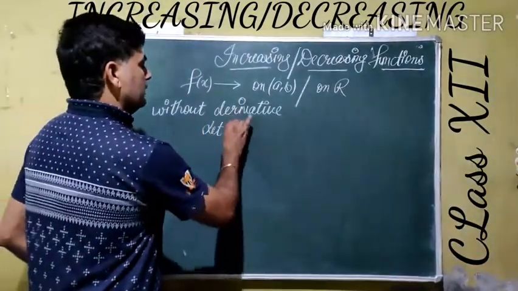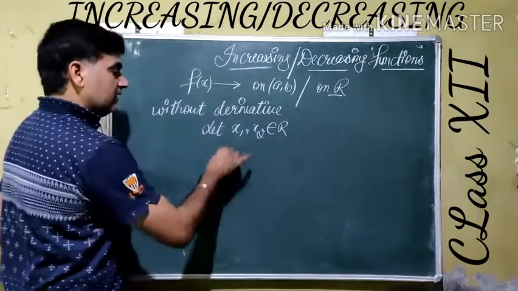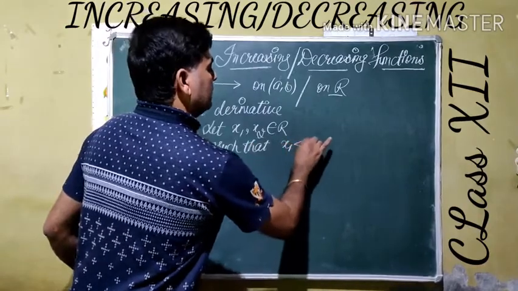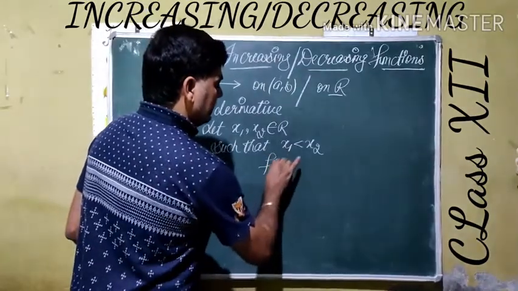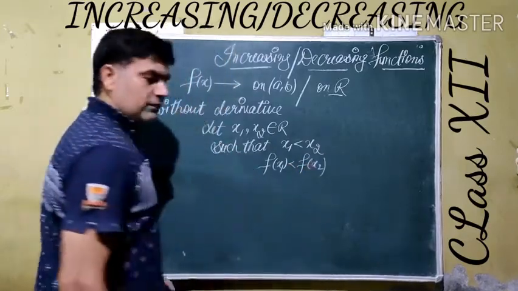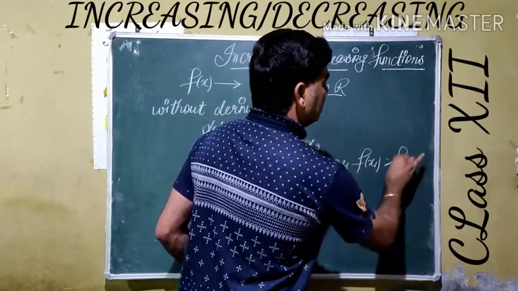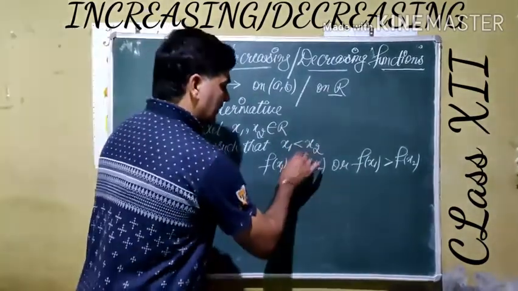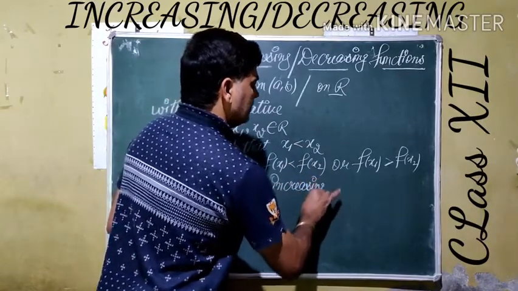First of all, we choose any two values from the given domain. We take real numbers such that there is a relation between the two values: the first value is less than the second value. If the function values at those points give us the same symbol, that is one possibility. Maybe the symbol changes, that is the other possibility. If the symbol remains the same, it means the function is increasing, otherwise we can say strictly increasing.